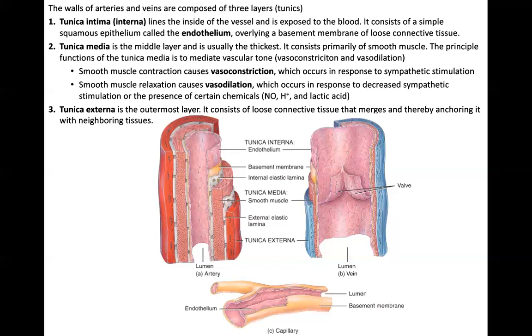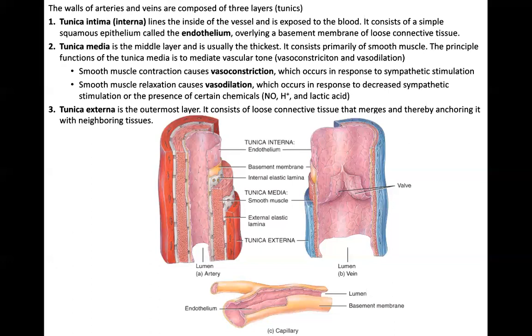Now the terms vasoconstriction and vasodilation refer to really arteries, because arteries perform a lot more constriction and dilation. But we can perform what's called venoconstriction and venodilation, which is specific to veins. So we will talk about venoconstriction. It's just not as effective because there's not as much muscle in veins as there is in arteries. Now, vasoconstriction occurs in response to sympathetic stimulation, which we know is that fight or flight response. Vasodilation occurs in response to decreased sympathetic stimulation or the presence of certain chemicals.